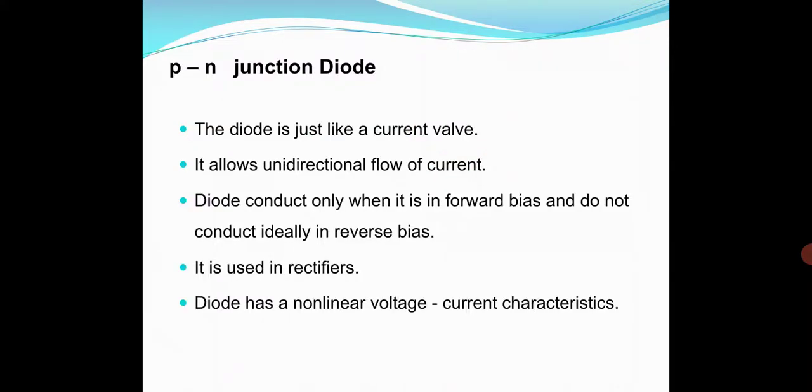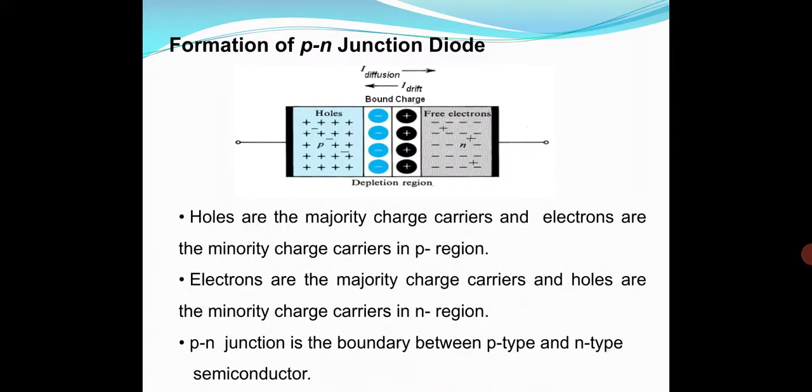Now we shift our concentration towards the PN junction diode. The diode is just like a current valve. It allows unidirectional flow of current. A diode conducts only when it is forward biased and ideally does not conduct in reverse bias. It is used in rectifiers, and a diode has nonlinear VI characteristics, that is, voltage-current characteristics.